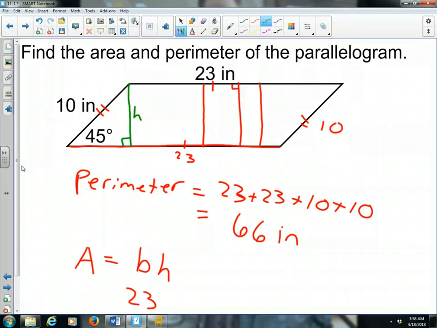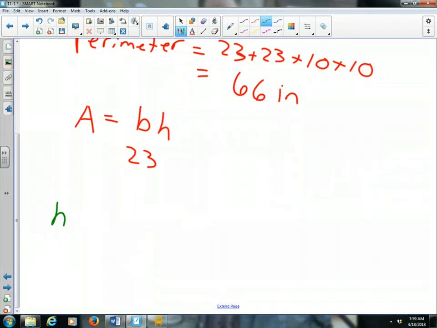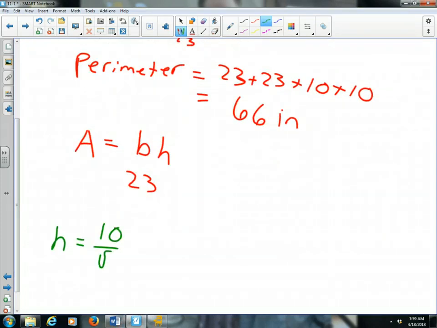So, question for you, how do you get the height in a 45, 45, 90 right triangle, right? It shows up again, the 45, 45, 90. Well, this is the hypotenuse. So the hypotenuse is the square root of 2 longer than the legs. So if I want to get to the legs, my height is going to be the hypotenuse, 10, divided by the square root of 2, right? If I want to get to the hypotenuse, I multiply by root 2. If I want to get to the legs, I divide by root 2.